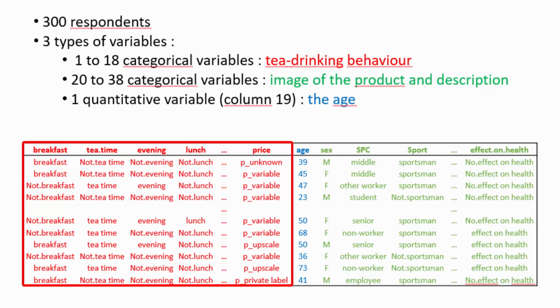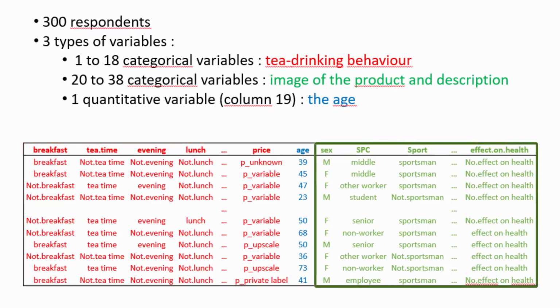For instance, do you take tea with breakfast? Yes or no. At afternoon tea time? Yes or no. In what form? In a tea bag, as loose tea. So that's the first 18 variables. Then there were the questions about the image people had about tea, and lastly, questions about the people themselves.